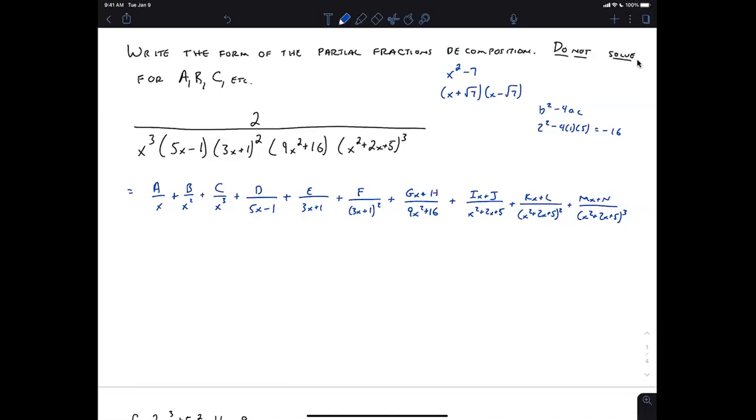All right. Other questions so far? The quick answer to that is if that's negative, that's what means that it's an irreducible quadratic. All right, if the b squared minus 4ac is negative. Any other questions so far? You guys good?